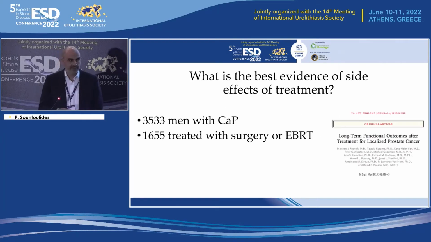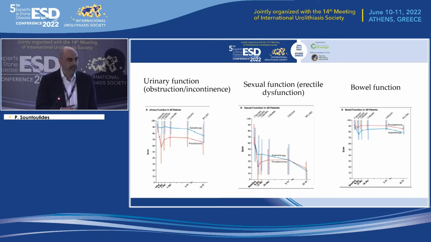We have evidence, and this is the best evidence available, on the side effects of treatment. This paper, I think it's from 2013, included a very large group of patients with prostate cancer. Half of them were treated with either surgery or external beam radiation therapy. And as you can see in the graph, urinary function, sexual function, and bowel function have all declined in both groups, radiotherapy and radical prostatectomy, compared to patients who received no treatment.